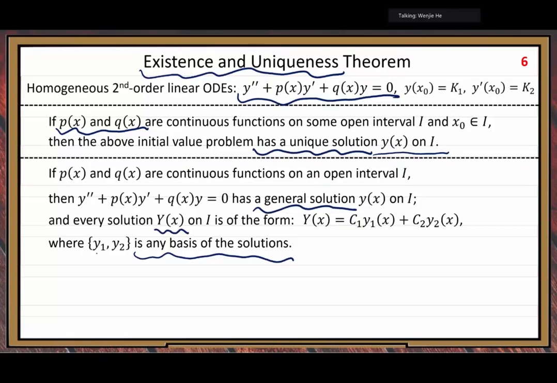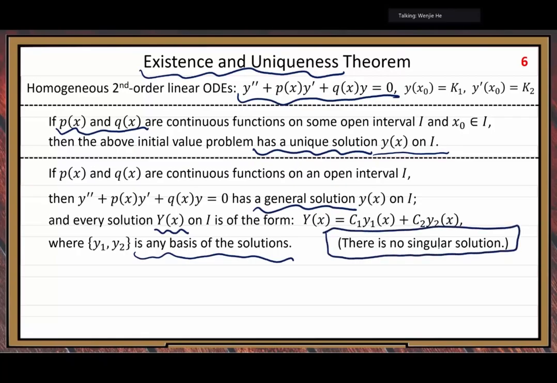Basis. So because there is a concept called singular solution, I will explain the concept sometime later. So here there's another conclusion: no singular solution. But I will explain that concept later. First, I need to show you an example that has a singular solution, so then you will understand the meaning of the singular solution.